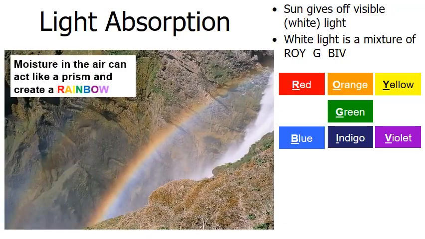Moisture in the air can act like a prism and create a rainbow. You ever notice after it rains, you can sometimes see a rainbow in the sky, or in this case, near a waterfall. Because of all the moisture in the sky, the moisture separates the sunlight into the rainbow colors that you see.